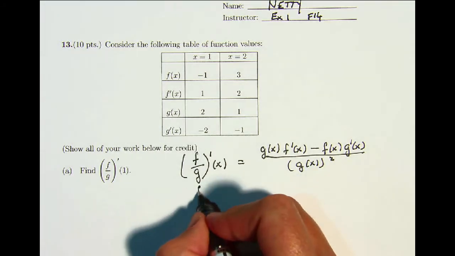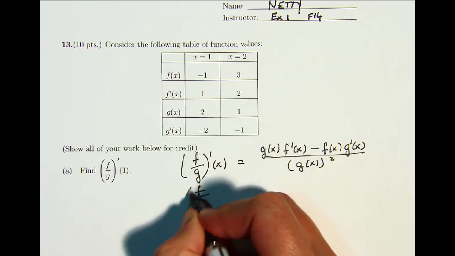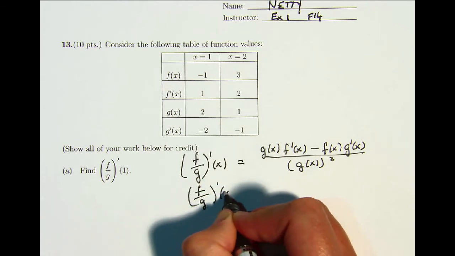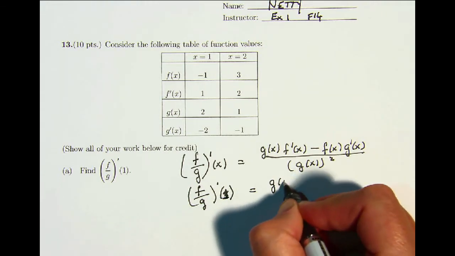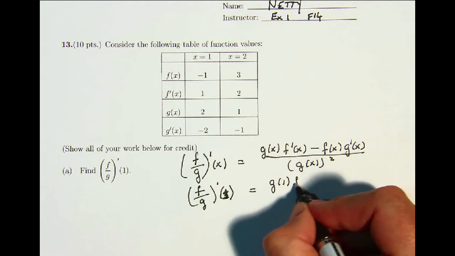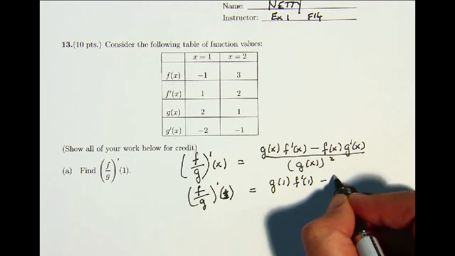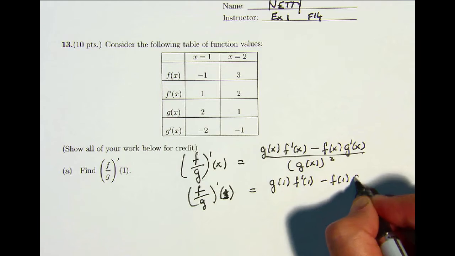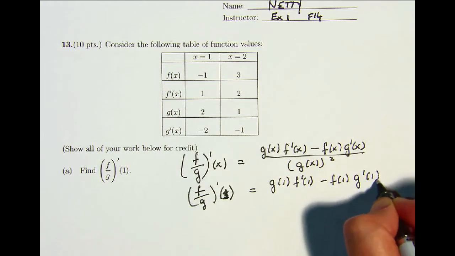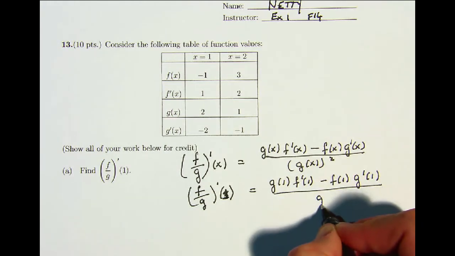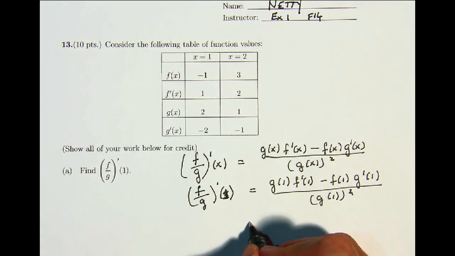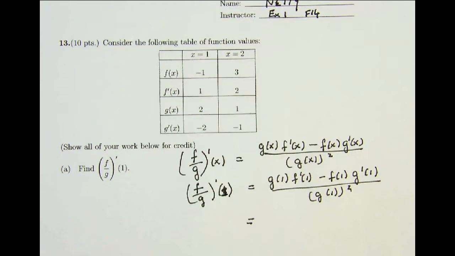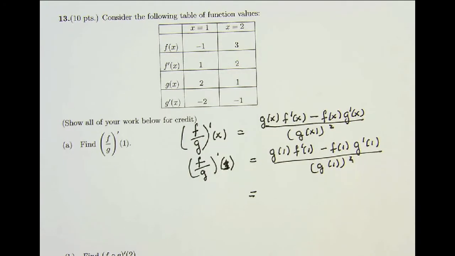And we'd like to evaluate this at x equals 1. So this is g of 1 times f prime of 1 minus f of 1 times g prime of 1 all over g of 1 squared. Now we have limited information in our table, but we have enough to fill in these values.